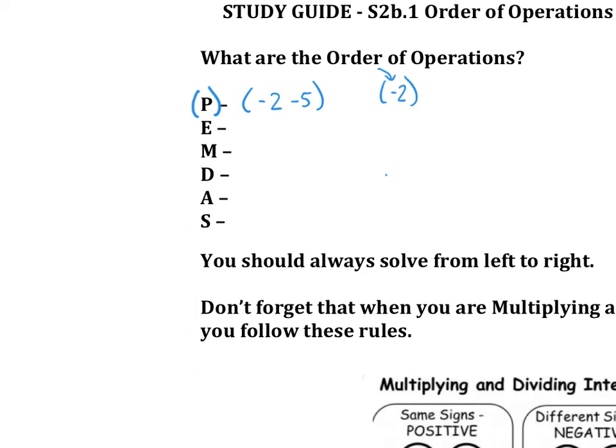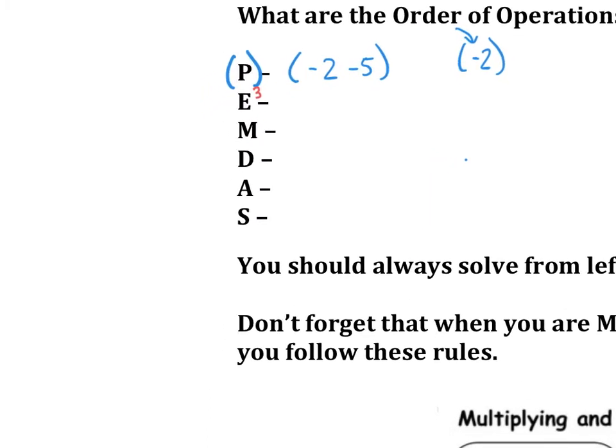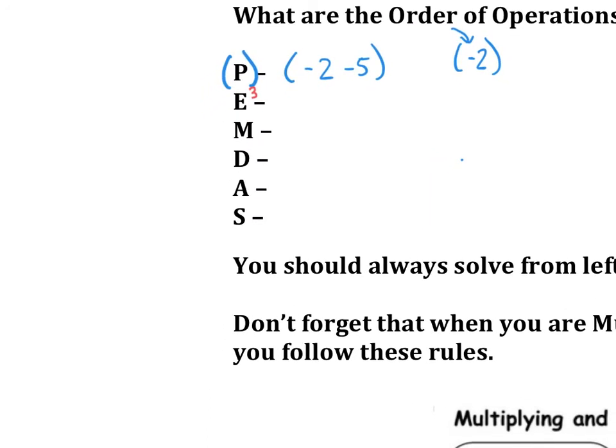E stands for exponent. Remember, the exponent means, like, if we had 2 to the third, I'm doing 2 three times. M stands for multiplication. D, division. Remember, these are solved from left to right. It doesn't matter if division is first. They're cousins, so you solve them from left to right. And the same goes for addition and subtraction. We solve them from left to right.